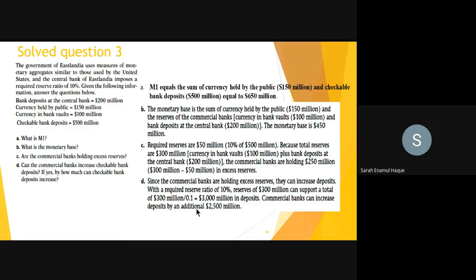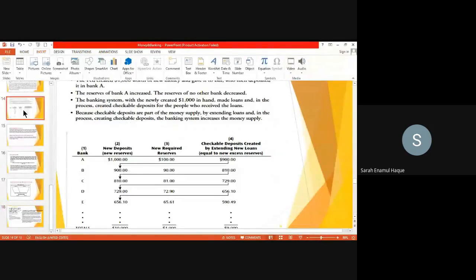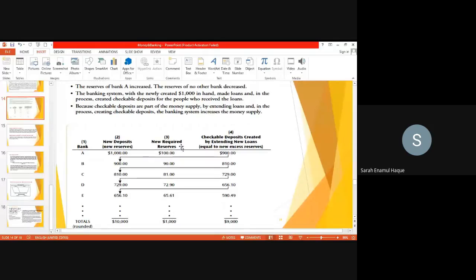No. This is correct. Let me show you. Wait. This is correct. Look at this diagram. Go to slide number 14. Here, try to notice something.